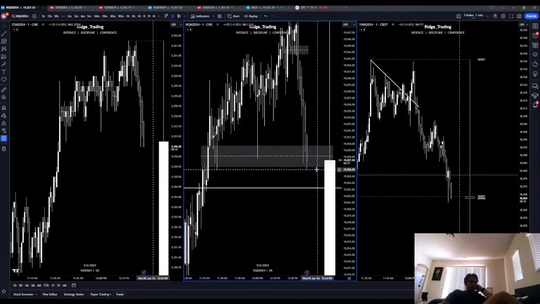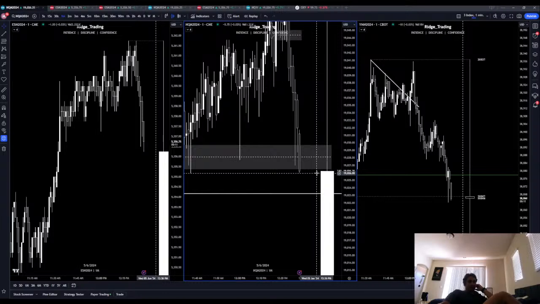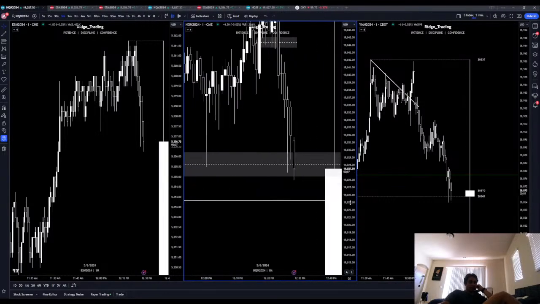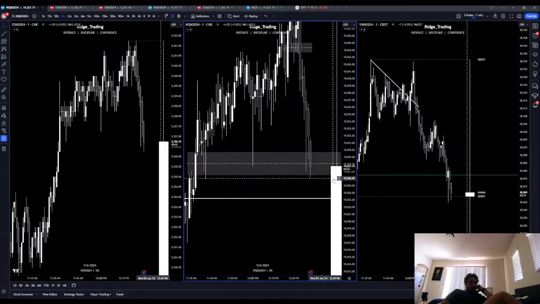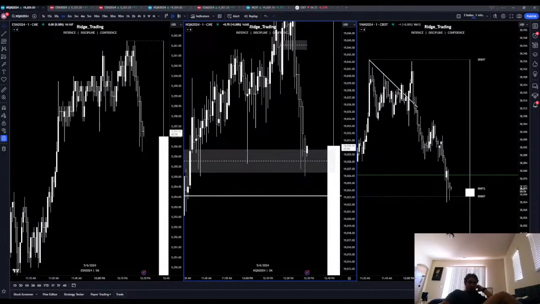But of course that doesn't happen unless we get the close under, so I really want to see it happen on this candle. Maybe the next one, but if it doesn't happen these next two candles, probably gonna hold. There's that. So this is kind of the last chance. We'll see right here.